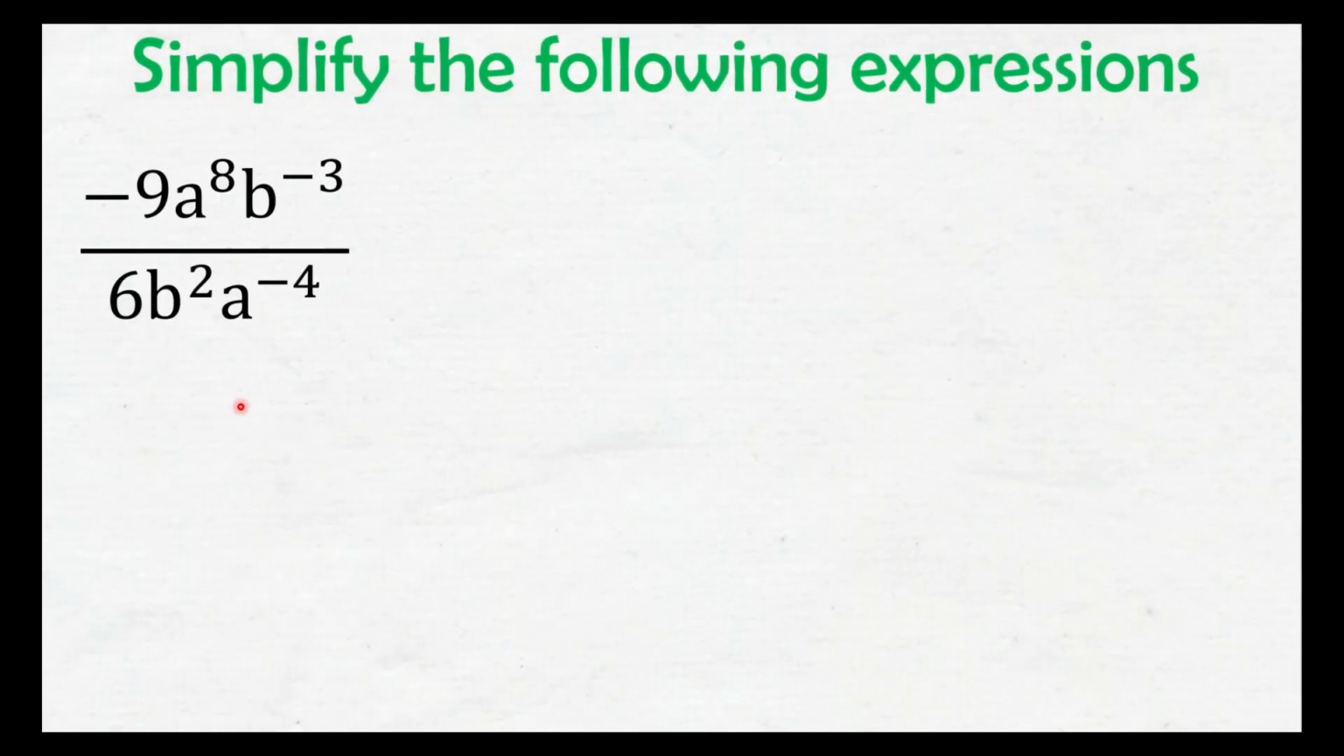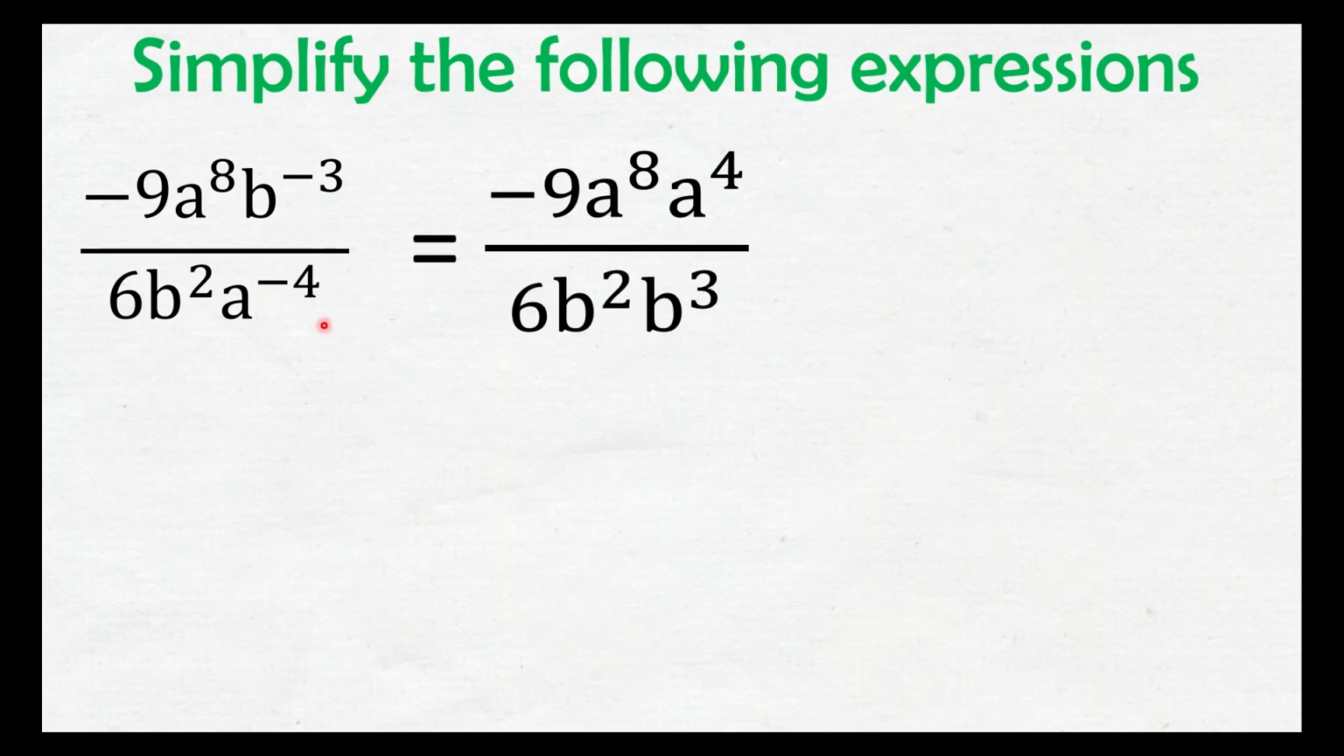Another example is negative 9 a raised to 8 b raised to negative 3 all over 6b squared a raised to negative 4. So, ang gagawin ko dito is iakyat ko yung a raised to negative 4 para matanggal yung negative exponent. So, from a raised to negative 4, magiging siya a raised to 4. So, from denominator, inakyat ko siya sa numerator. Kaya naging siya a raised to 4. At ito naman b raised to negative 3, ibinaba ko siya, nilagay ko sa denominator, kaya naging b cubed siya dito. So, wala na silang negative exponent.